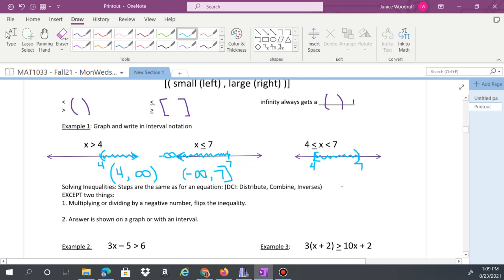And then we shade in between. X is in between those two numbers. So then the interval notation will be just like this. So you have a bracket, then you have 4, comma, 7, parentheses. So x is 4, 5, or 6, but it's less than 7.